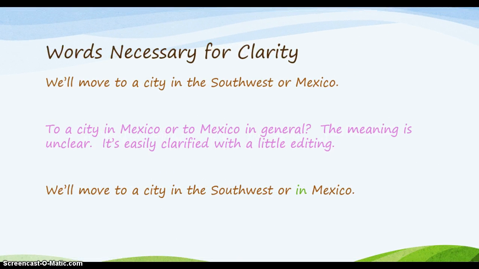Now, let's look at an example. We'll move to a city in the Southwest or Mexico. Now, this isn't completely clear. Are we going to move to a city in Mexico or just Mexico in general? It's not quite clear what we mean. All it takes is a very little bit of editing, and it's very simple to clarify. We'll move to a city in the Southwest or in Mexico. So all we have to do is add that little preposition in, and the whole meaning becomes clear now.